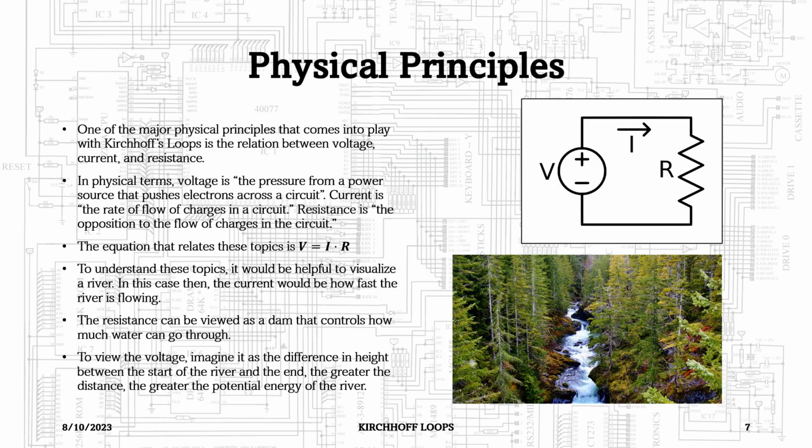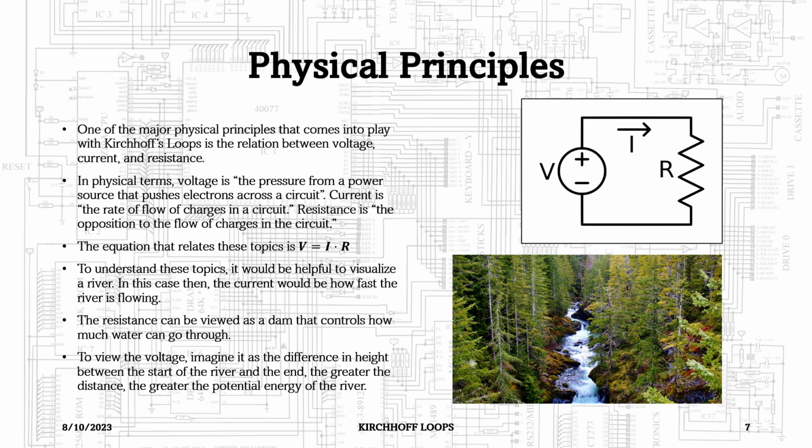Physical principles. One of the main principles behind Kirchhoff loops is the relationship between current, voltage, and resistance. Voltage can simply be described as the pressure from a power source that pushes electrons across the circuit. Current is the rate of flow in the charges, and resistance is the opposition to that flow. The equation to keep in mind is going to be V equals I times R, where V is the voltage, I is the current, and R is the resistance.